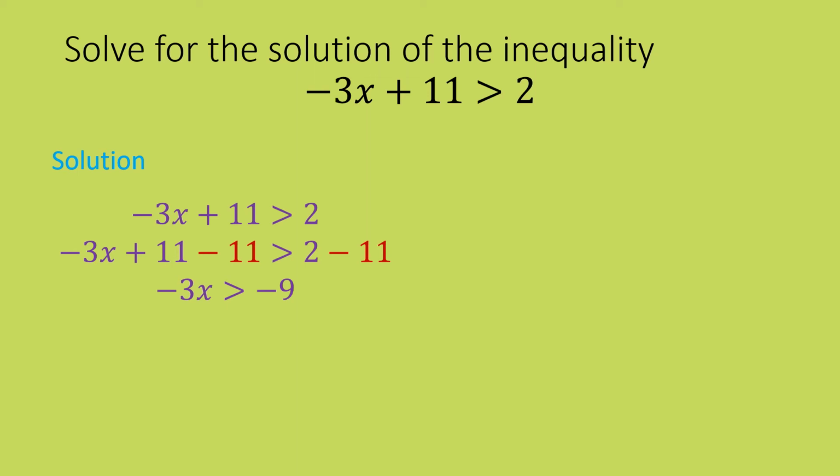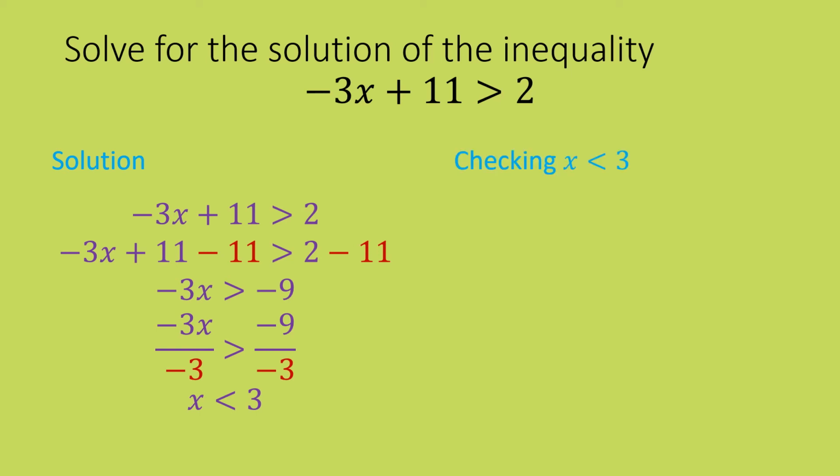So we divide both sides by negative 3. So negative 3x divided by negative 3 is greater than negative 9 over negative 3. Now, since we divide by a negative, we will flip the inequality symbol. So from is greater than, it will lead us to is less than. So the answer is x is less than 3.